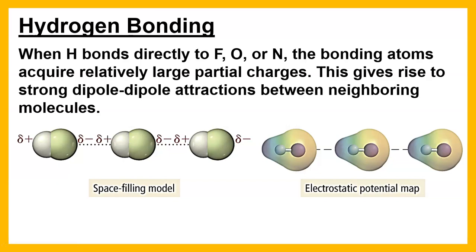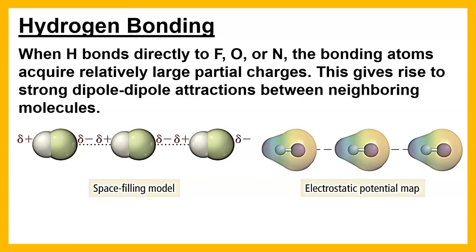Hydrogen bonding is a type of dipole-dipole that's extra strong. When you have very, very electronegative elements like fluorine, oxygen, and nitrogen, you can potentially end up having these really strong dipole-dipole interactions that we give a special name called hydrogen bonding.